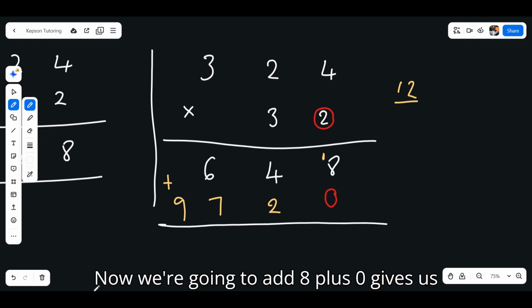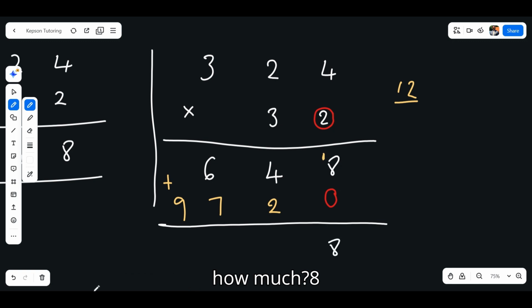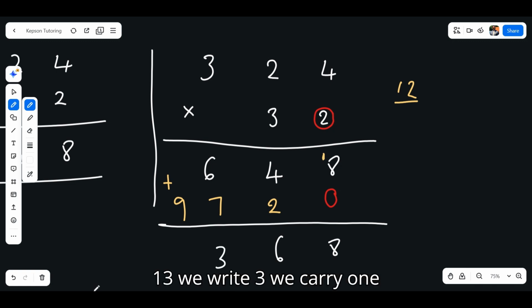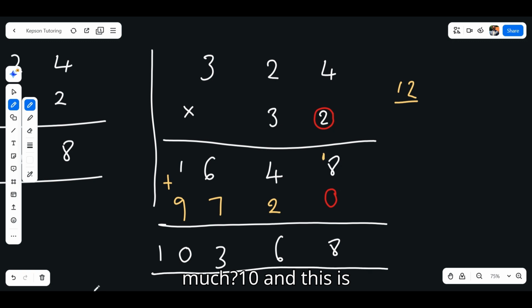Now we're going to add 8 plus 0 gives us how much? 8. 4 plus 2 gives us how much? 6. 6 plus 7 gives us how much? 13. We write 3, we carry 1. So 1 plus 9 gives us how much? 10. And this is going to be our answer.